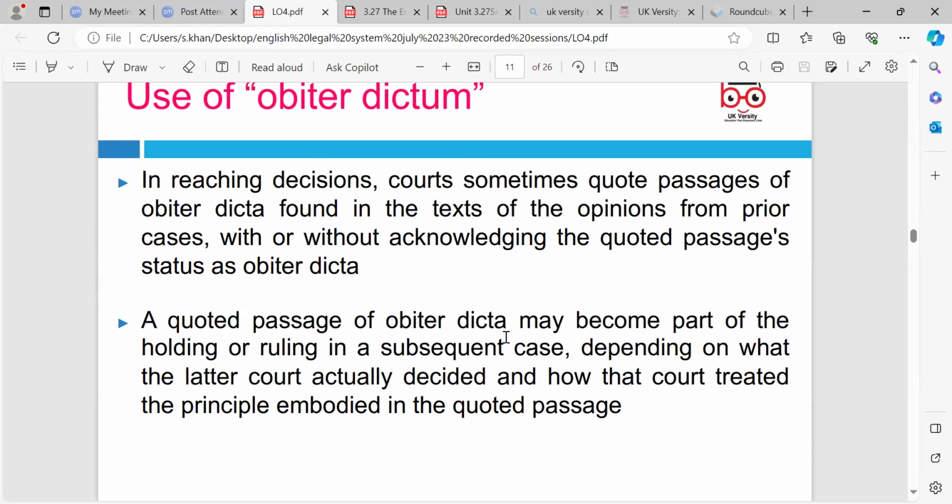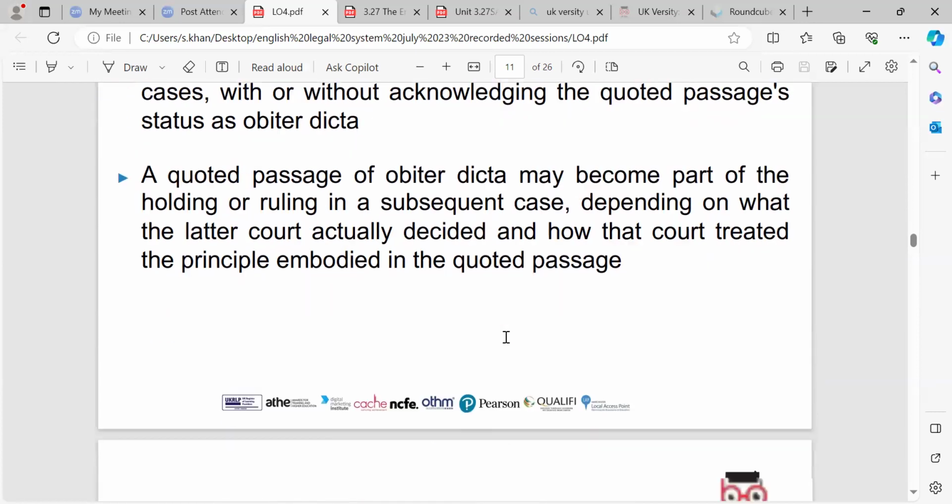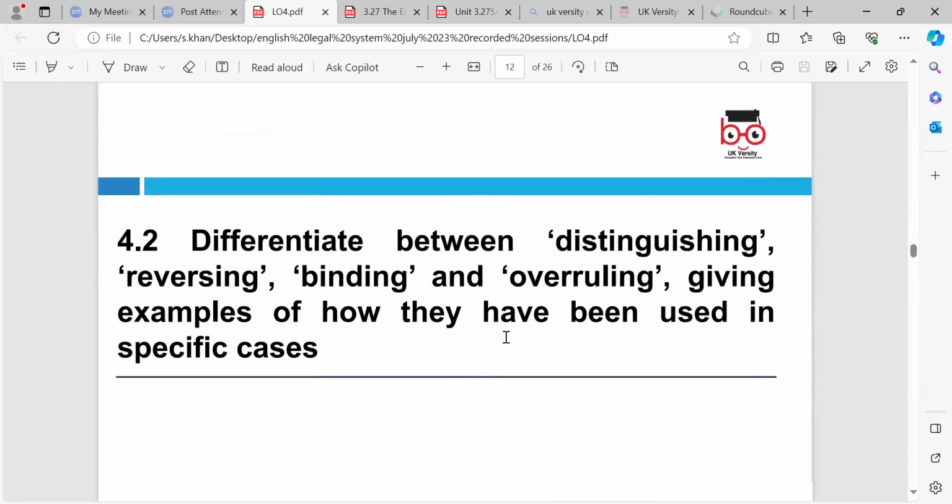In reaching decisions, courts sometimes quote passages of obiter dicta found in the text of the opinions from prior cases. The quoted passage of obiter may become part of a holding or ruling in a subsequent case. Then we looked at 4.2 and we looked at differentiating between distinguishing, reversing, binding, and overruling, giving examples of how they've been used in specific cases.